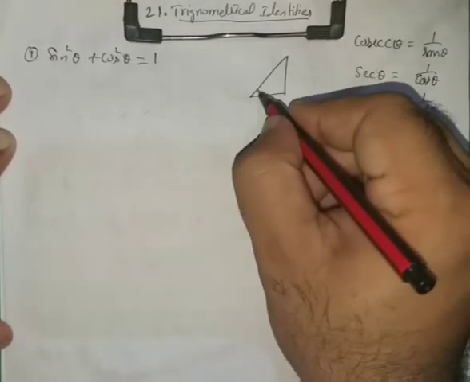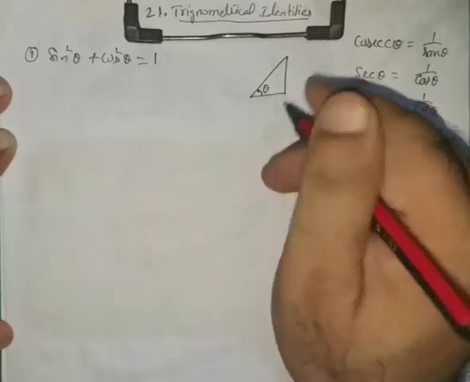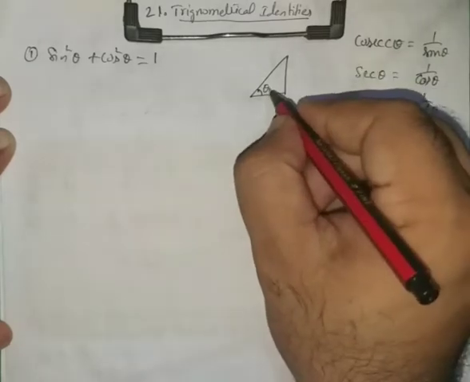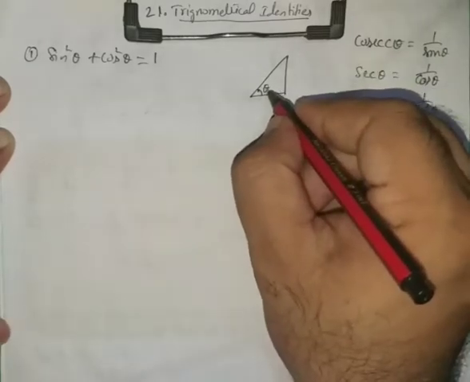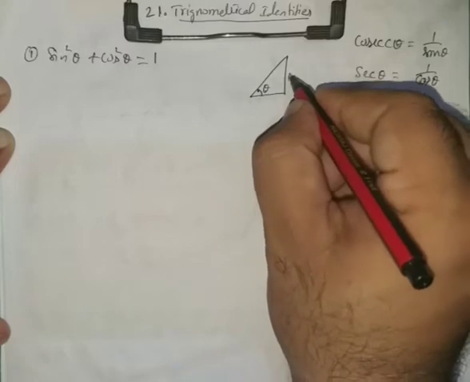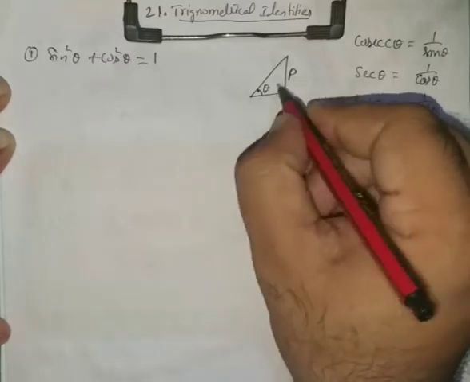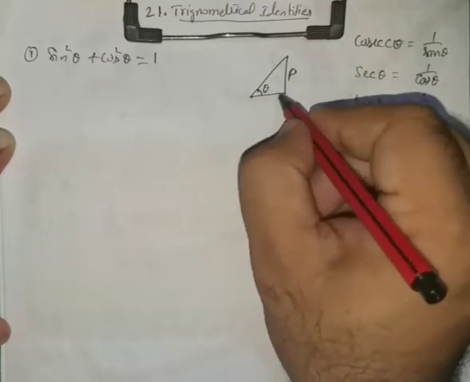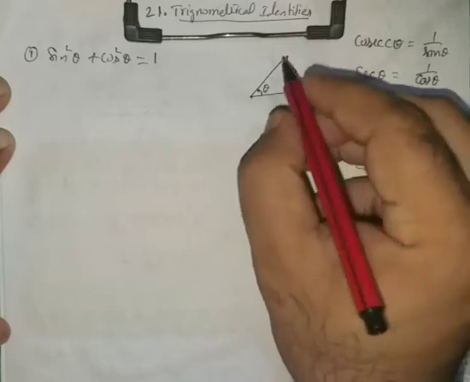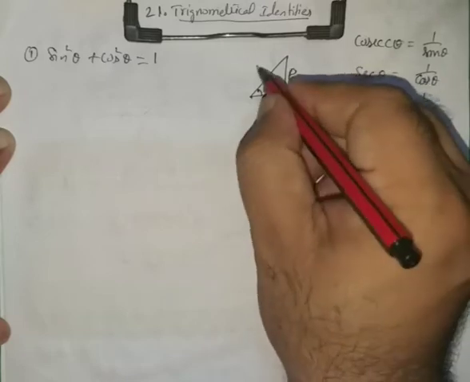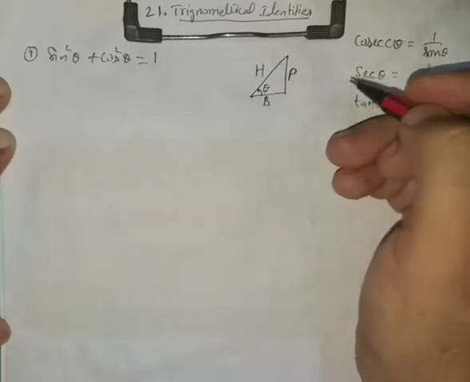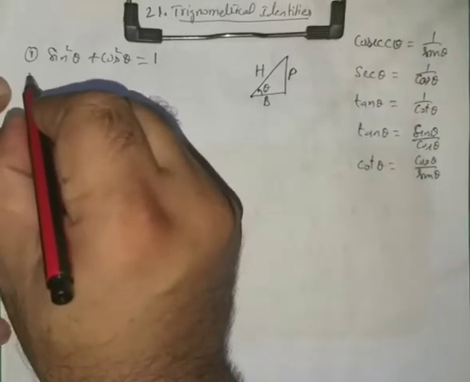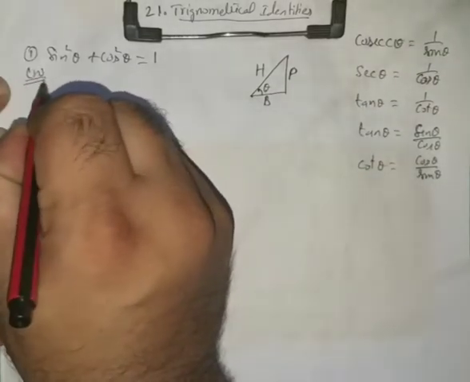So let us say that this angle is theta in this triangle. Then for this triangle, the side that is opposite to this angle theta is called the perpendicular. I'm representing this by P. The side adjacent to this angle other than the hypotenuse is called the base, and this is called the hypotenuse. The longest side is the hypotenuse. So now to prove this, I'm starting with the left hand side.